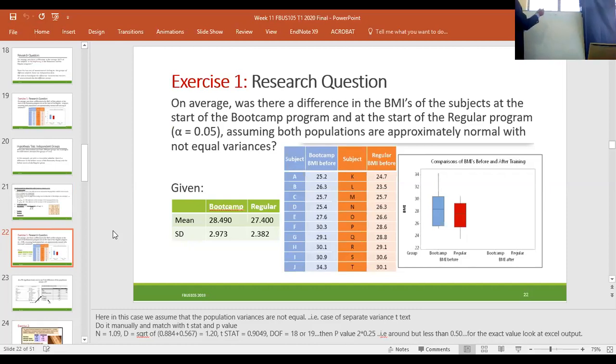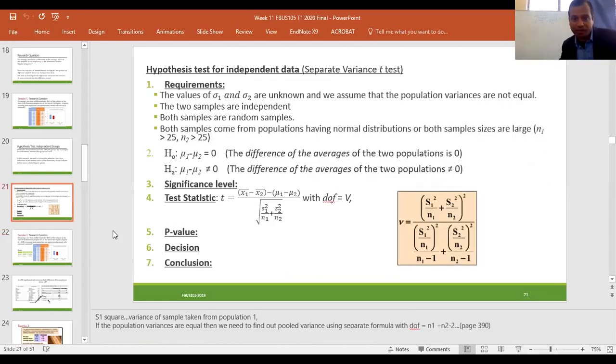Then you have S1 square. What is the standard deviation for sample 1? 2.973. 2.973 square by N1. N1 size is 10. In this case, N1 is 10, N2 is 10. Altogether it's 20. So N1 is 10 plus S2 square. Capital S2 is 2.38, 2.38 whole square, S2 square by N2, whole square root. What is the T value? Find out the T value using that formula.